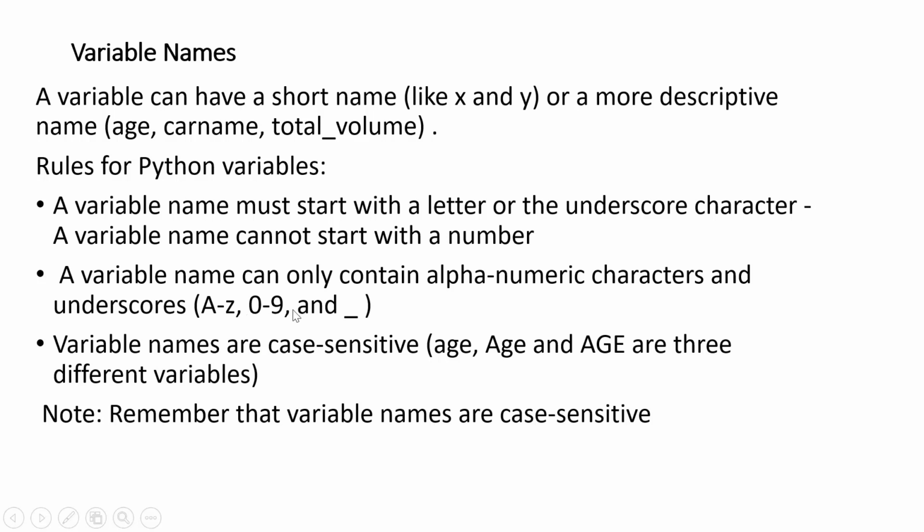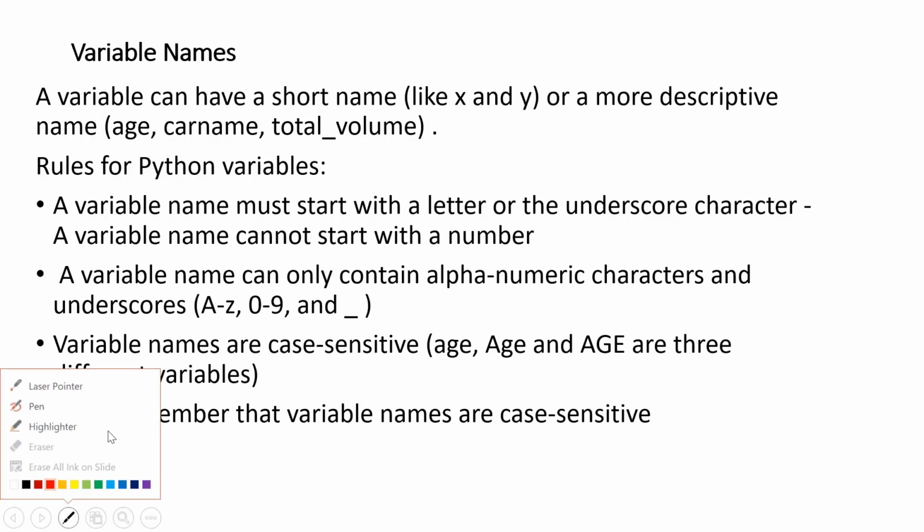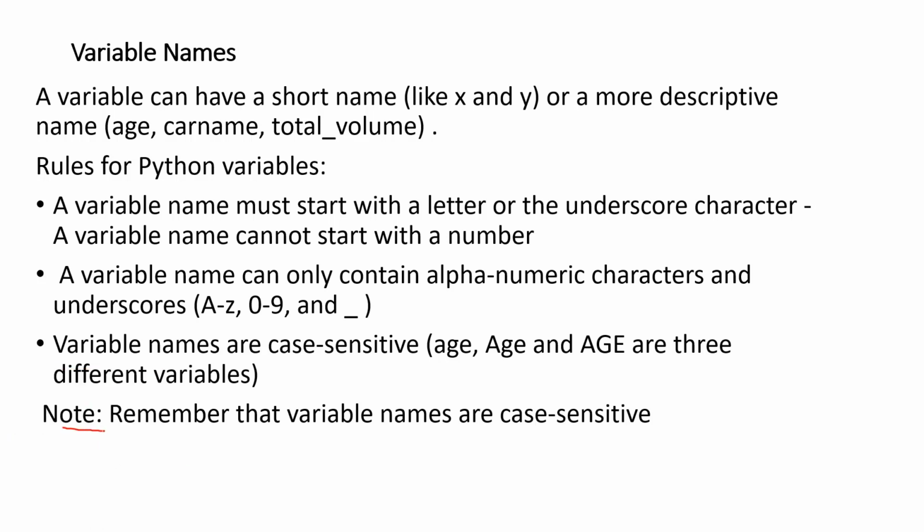Variable names are case sensitive. That means age, Age and AGE are 3 different variables. Note: remember that Python variable names are case sensitive. That means these 3 are different.